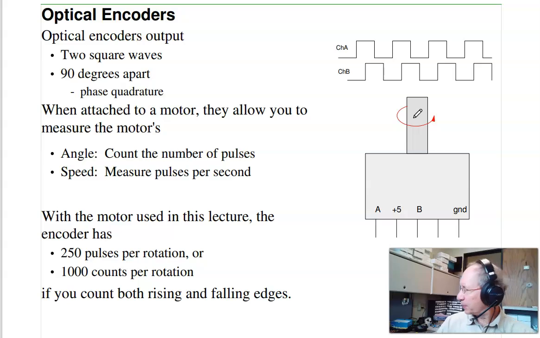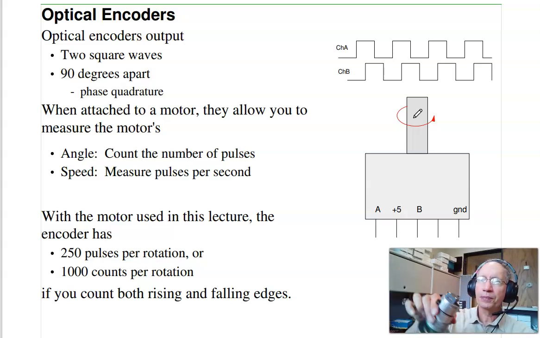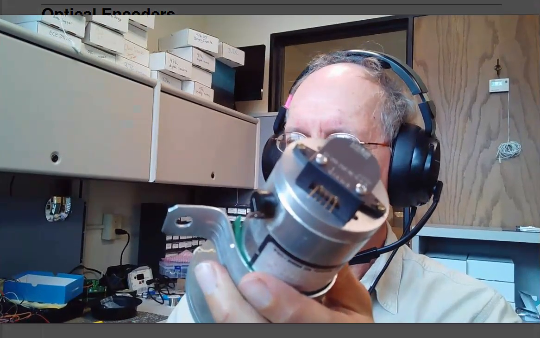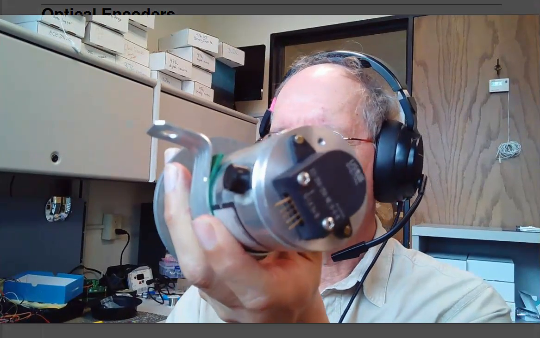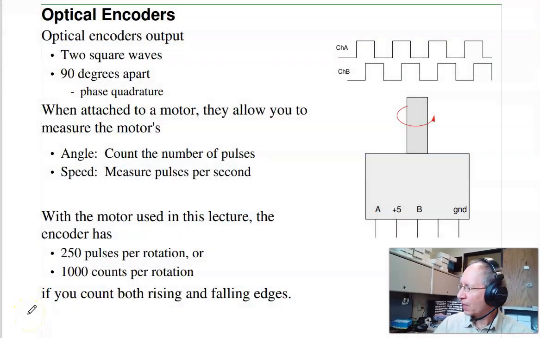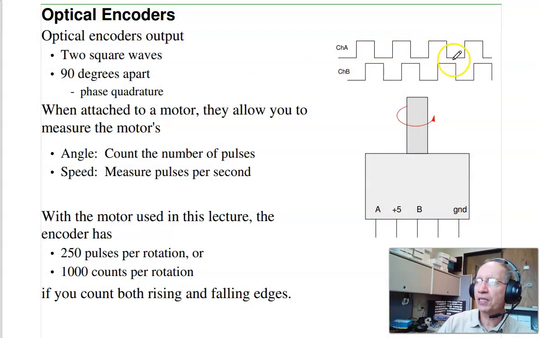To do that, the motor has an optical encoder attached to it. Kind of see that part on the end. So there's the encoder. As I rotate the motor, it outputs 2 square waves 90 degrees apart. And for this encoder, it has 250 pulses per rotation, or if I count all edges, A and B, 1,000 counts per rotation.